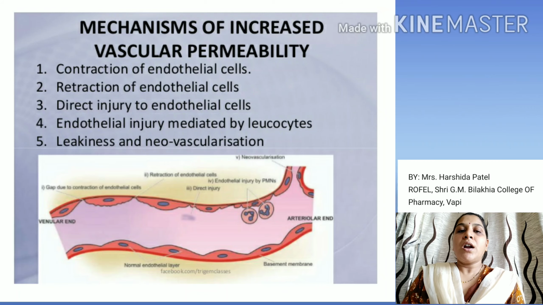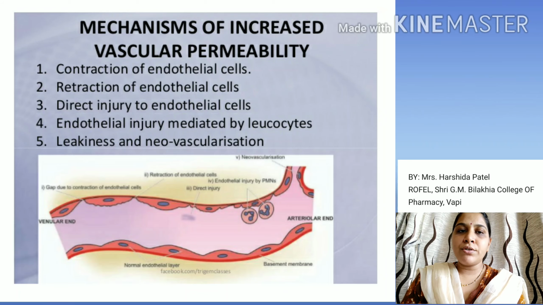Here are the 5 possible mechanisms. Possible, why possible? Because all these mechanisms do not happen in every case of increased vascular permeability, but increased vascular permeability can be because of these 5 mechanisms. Either one of these, or 2 or 3 of these simultaneously, can be the mechanism of increased vascular permeability. What are these 5 mechanisms? Contraction of endothelial cells, retraction of endothelial cells, direct injury to endothelial cells, endothelial injury mediated by leukocytes, and neovascularization and leakiness.